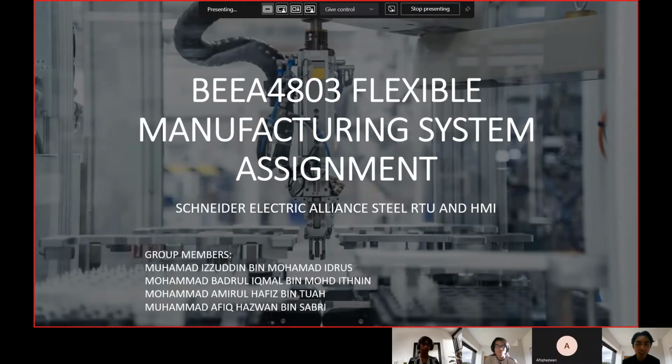Maslan bin Zainon. We are from Group 4 from Section 1/2. We want to present about our assignment for the subject BA 4803 Flexible Manufacturing System, entitled Schneider Electric Lion Steel RTU and HMI. Our group members are myself, Muhammad Izzuddin bin Muhammad Idrus, Muhammad Badrul Iqmal bin Muhammad Ithnin, Muhammad Amirul Hafiz bin Tuah, and lastly Muhammad Hazwan bin Sabri.